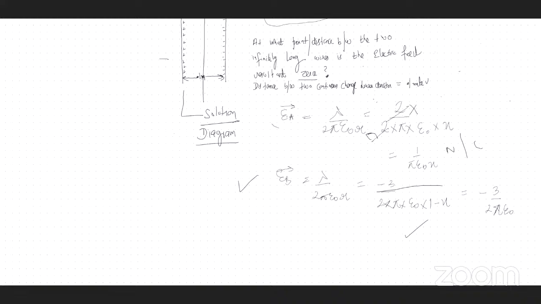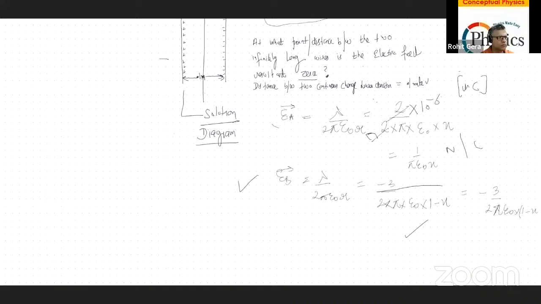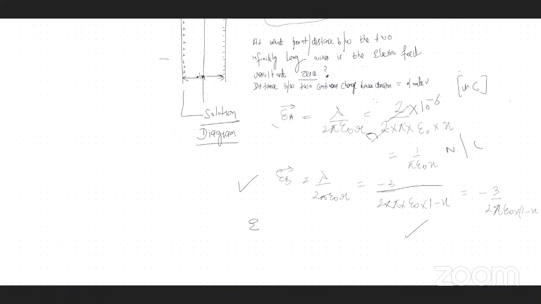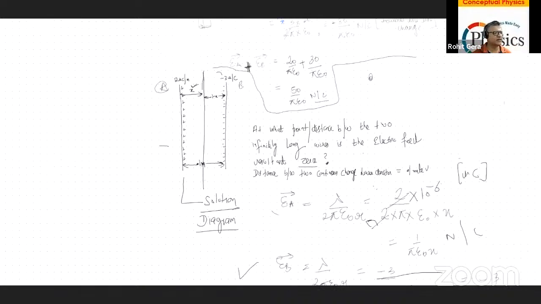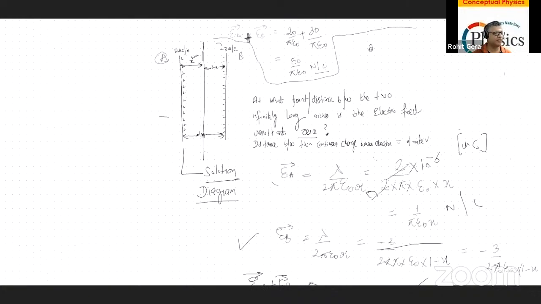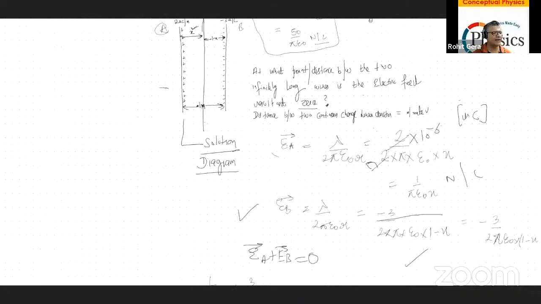They said basically E_A vector plus E_B vector is 0, right? Correct. You have to think in your mind about the directions, because one is positive, one is negative. You just did it. Between them, they both get added in the same direction.